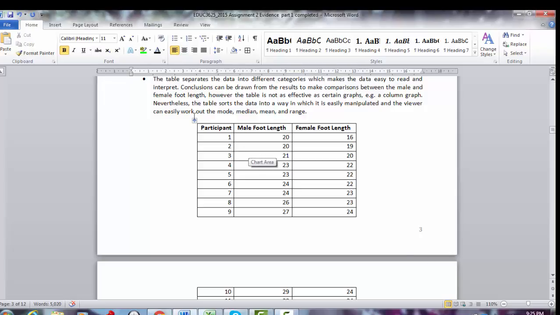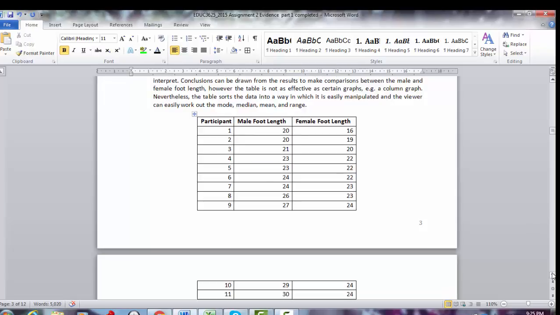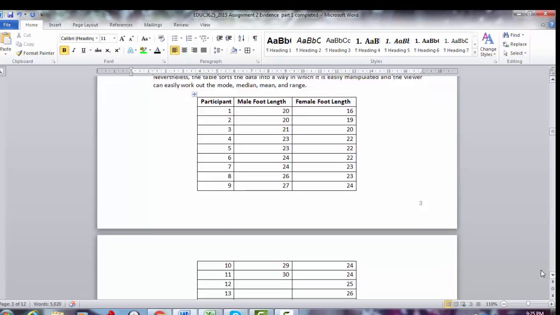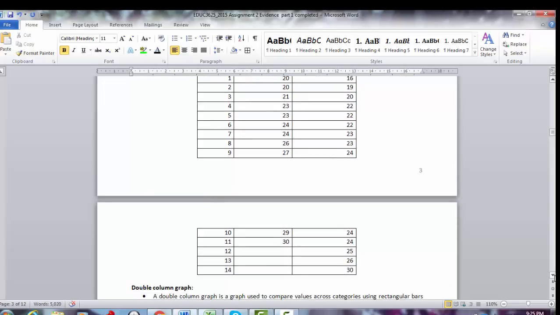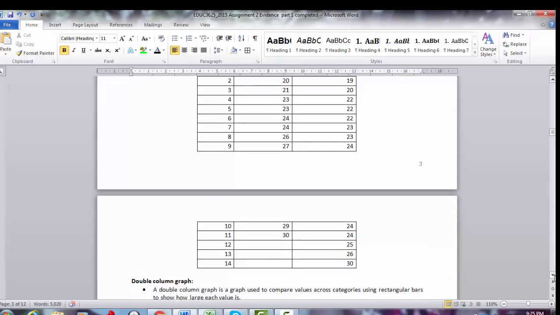As you can see, I've sorted the data so that we've got one column for participant number, and then we've got the male foot length and then the female foot length. This data is also sorted from the lowest to highest number as well.